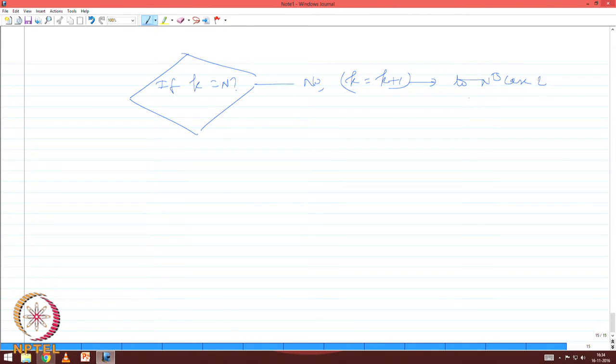Once that is known, for a kth case, check if k equals n. If no, then set k equals k plus 1 and again take the loop to the nth case and repeat. If yes, then find the maximum of P f of k for k equals 1, 2, etc. till n, and that will give you the failure probability based on the short term ice case.